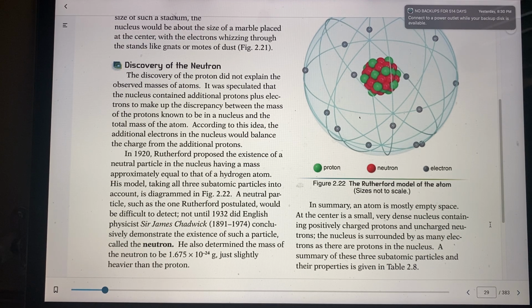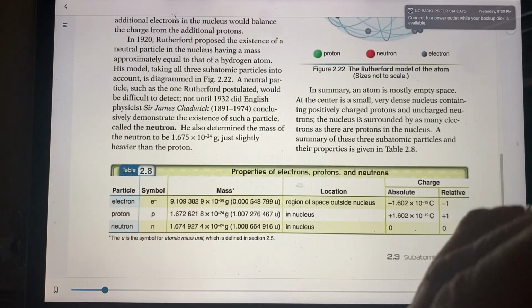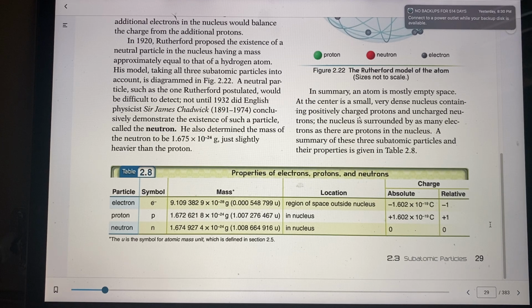So that's why it's neutral, because for as many of these green ones, there will be electrons. Electrons are negative and protons are positive. And so then the whole atom would be neutral, right? So let's look at the table here.